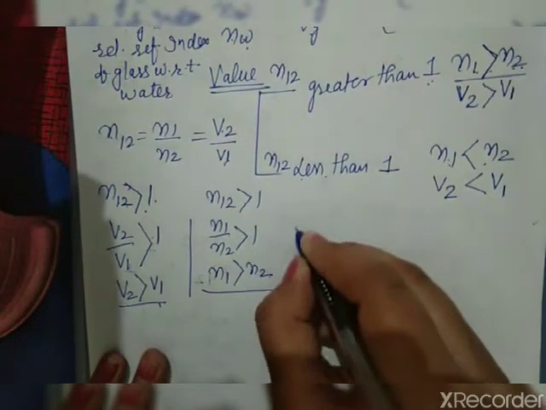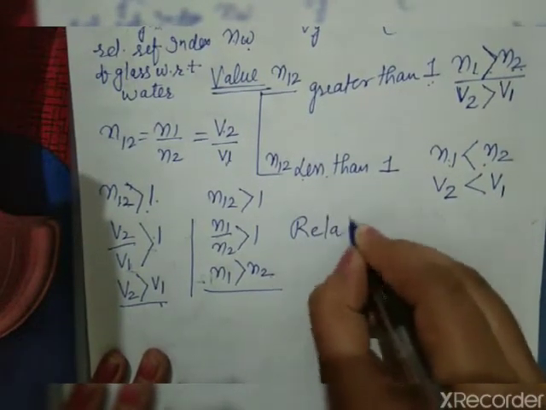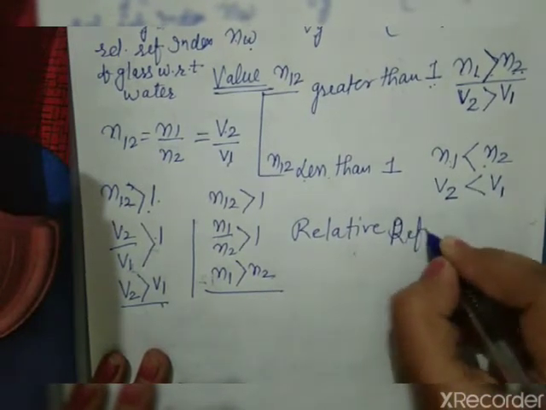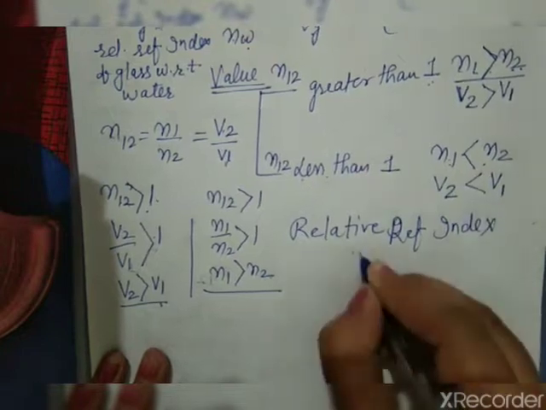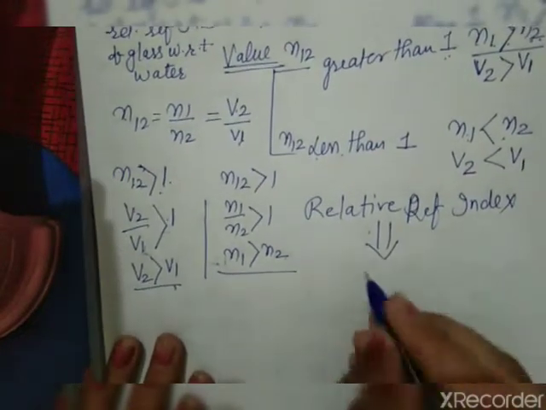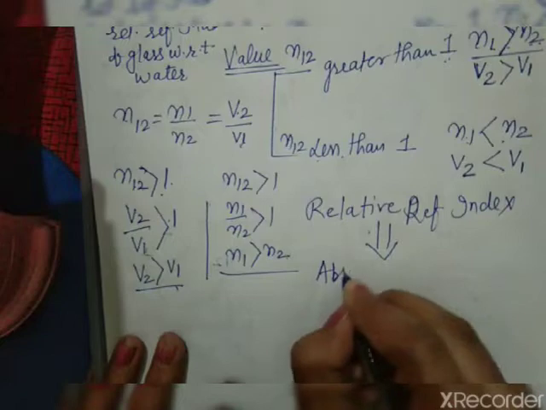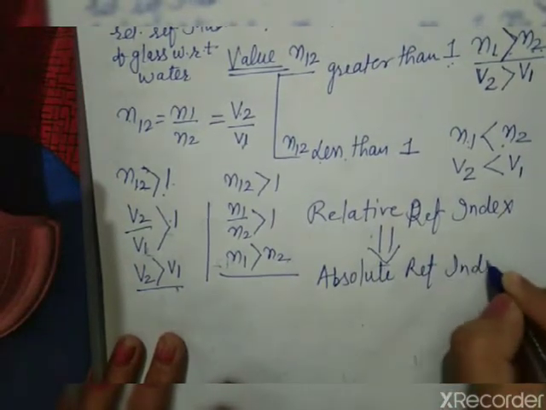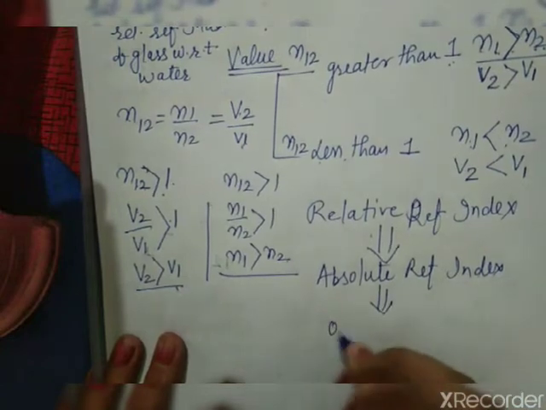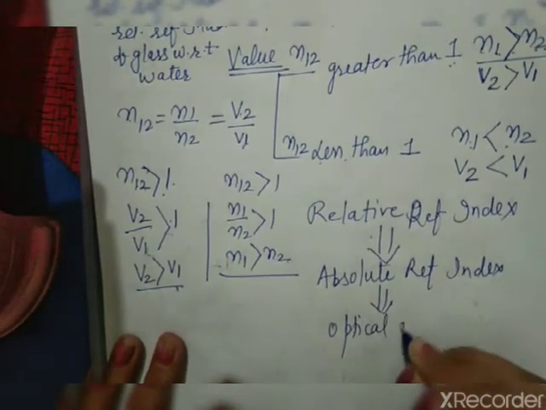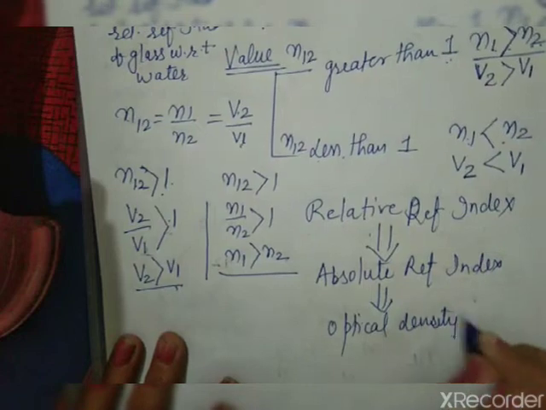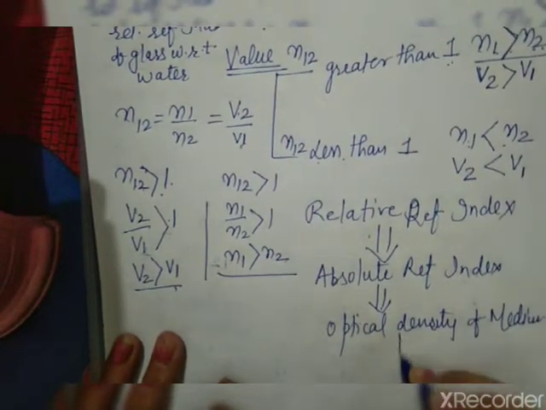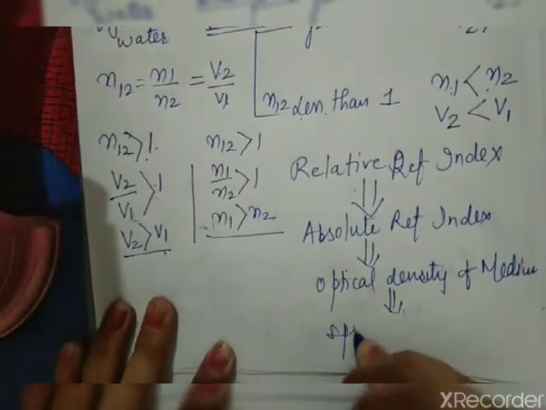It means there are certain terms that are related. If relative refractive index is given to you, then you can find out absolute refractive index, optical density of a medium, whether it is rarer or denser, and speed of light in that medium.